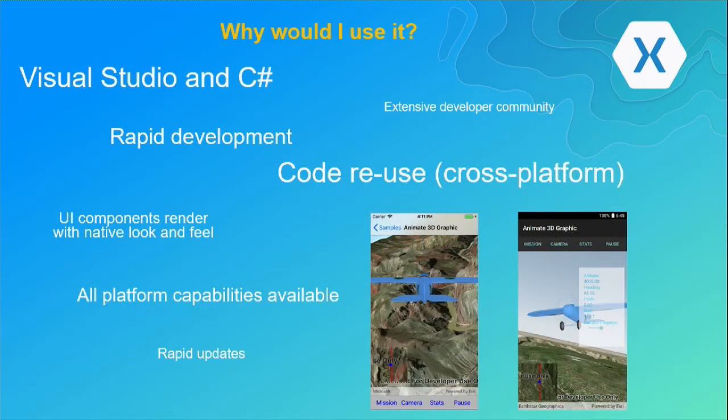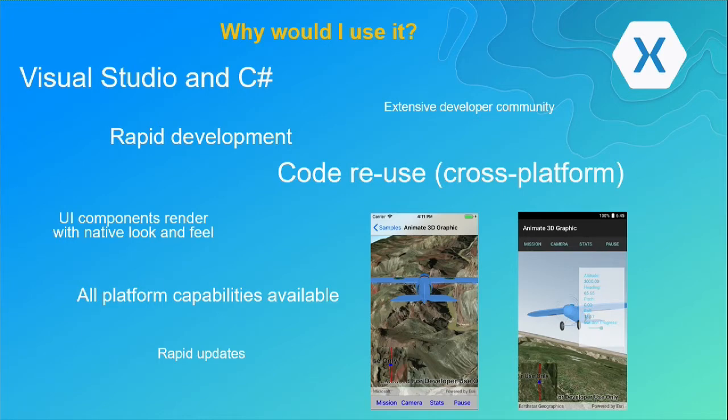So why would you use Xamarin? There's a lot of good things about Xamarin. Obviously, it's got a very good developer community. There's a lot of resources out there for forums and examples and tutorials and so on. It's a good way to rapidly develop a proof of concept across platforms. There's a lot of code sharing advantages and so on.